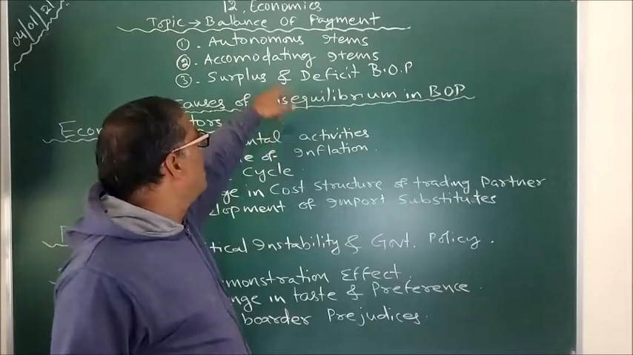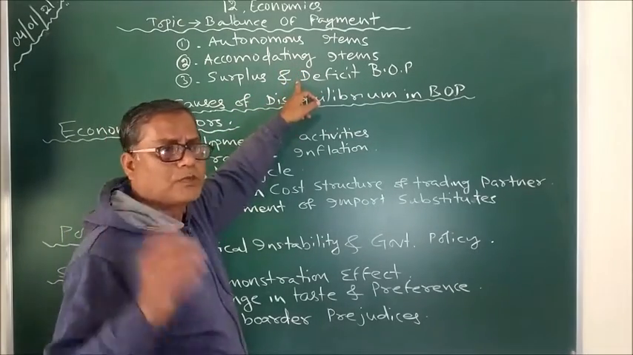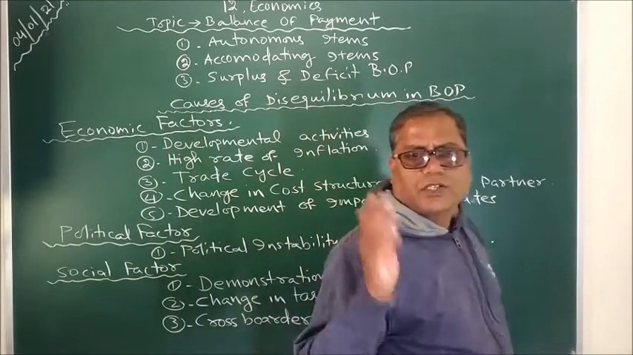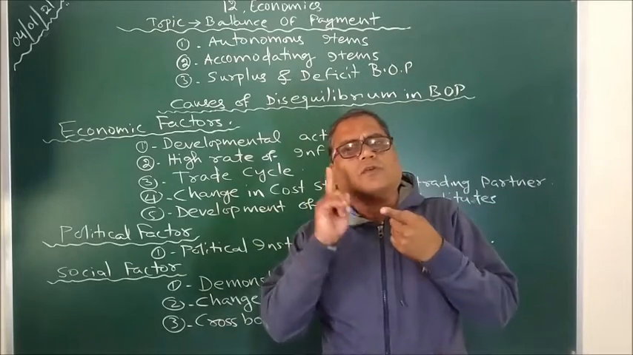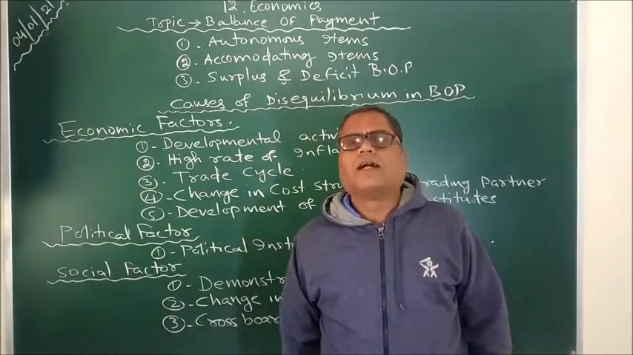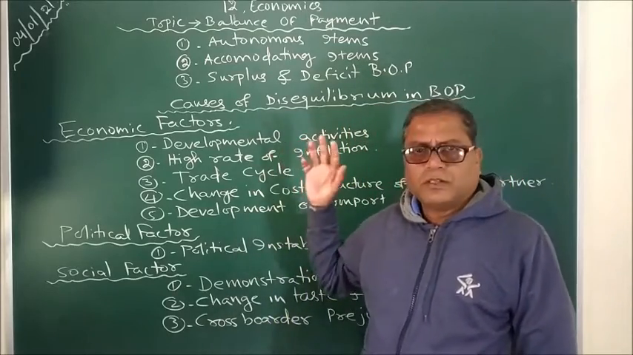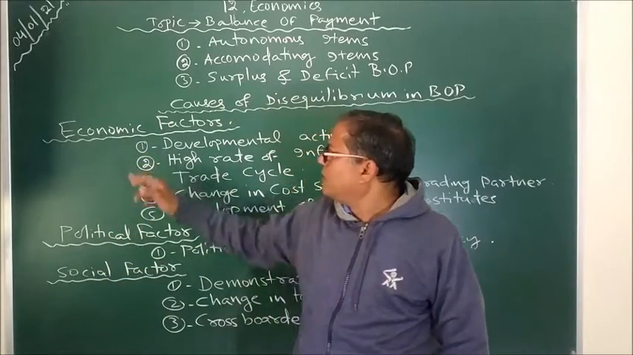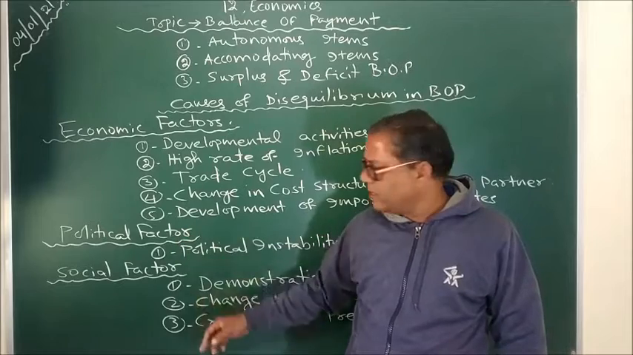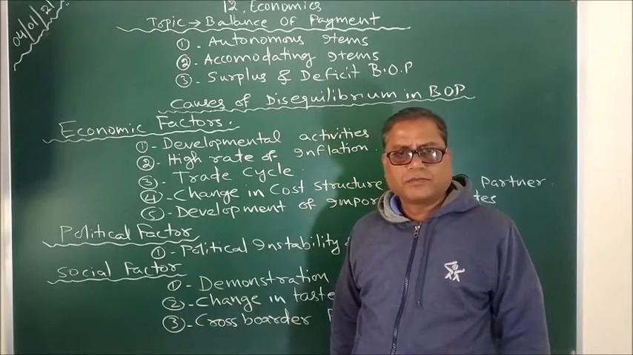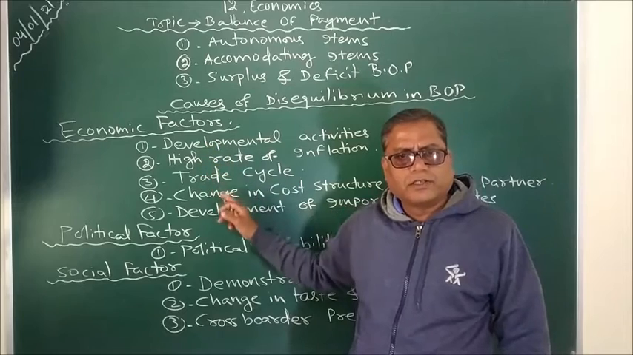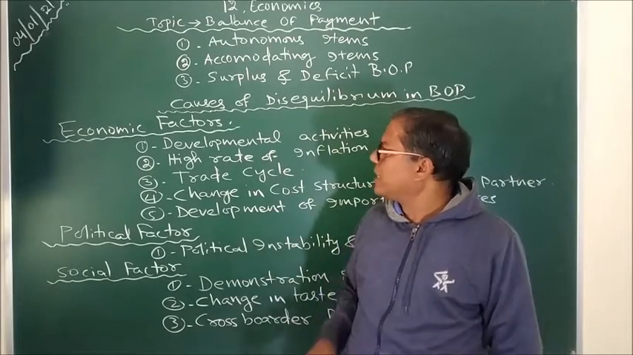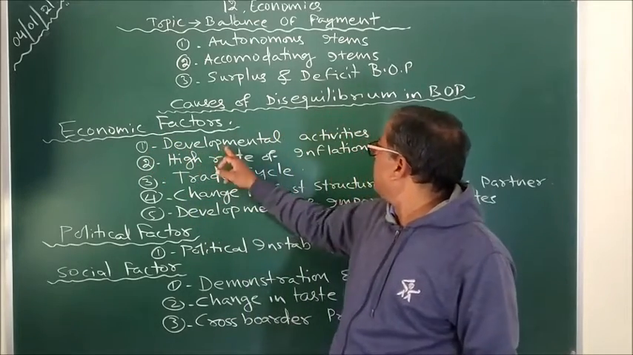Now after the theory of deficit and surplus BOP, we come to the causes of disequilibrium in BOP. What are the reasons that the BOP status is not always balanced, and sometimes it becomes deficit and sometimes surplus? We can divide all the reasons into three different heads. One is economic factor, the other is political factor, and the third one is social factor. And under each heading, we will see in what way it is going to affect our BOP status.